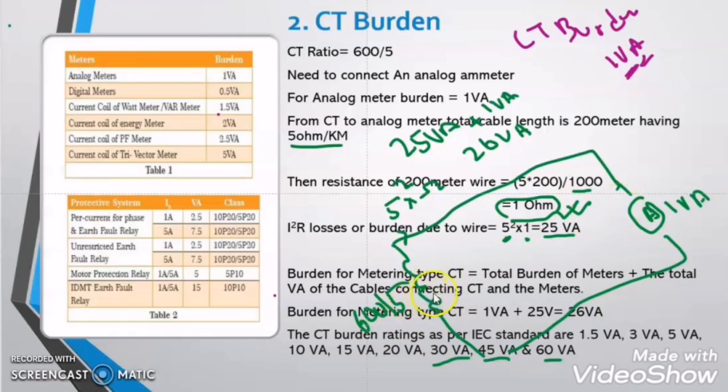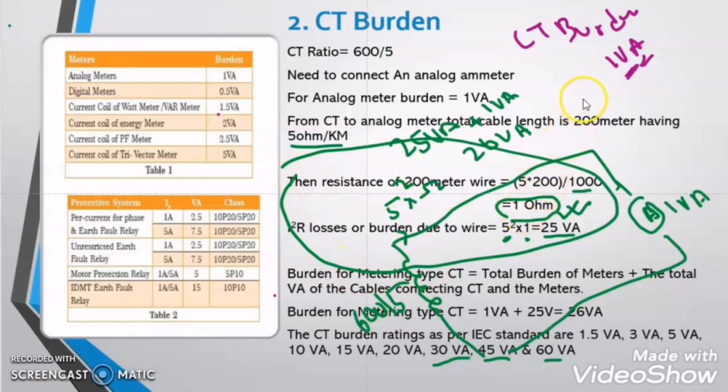If it is in the same panel adjacent to each other, then we need not make this calculation, because the wire length will be 1 meter or 2 meter, which is very little, so we can neglect this. But if the CT and the measuring devices are very far from each other, then we have to calculate the VA offered by the control wire. Hope you understand this one.